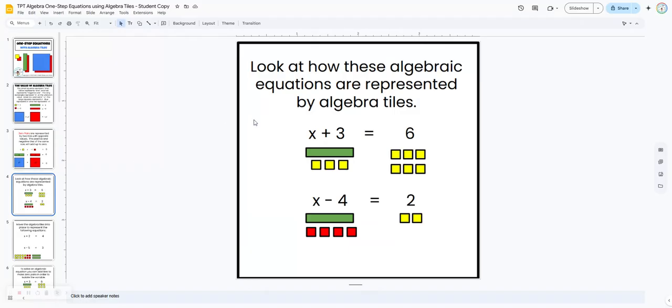Now we're going to look at how each of these equations is represented by tiles. So you want to point out to the students that we have x, this long green piece which represents x, and then positive 3, or 3 yellow, equals 6. Then we have x minus 4 equals 2. We have the x piece, 4 negative 1 pieces, and then that equals 2.